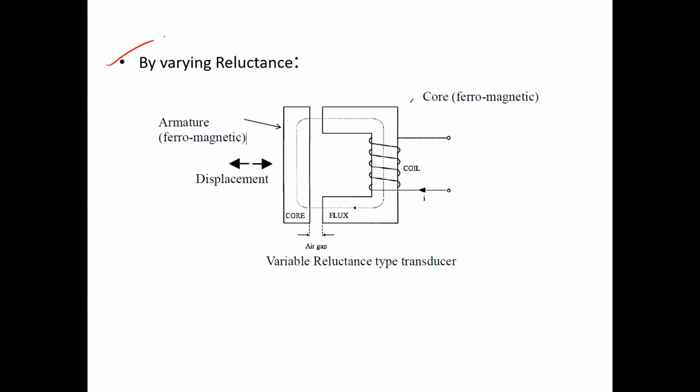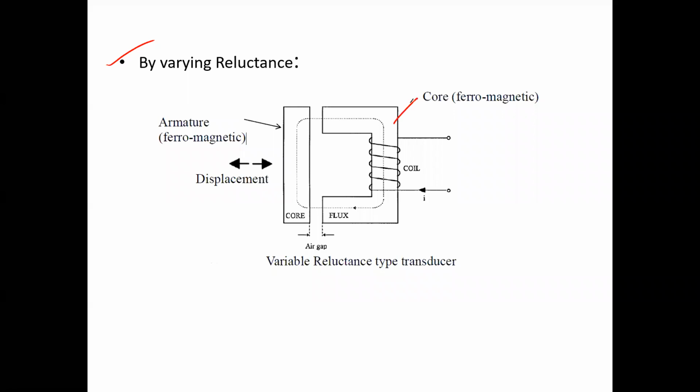Similarly, we can also have inductive transducers by the mechanism of varying reluctance. Now, varying reluctance or varying permeability, they are actually interrelated, because the reluctance is also a function of permeability. So whenever there is change in permeability, there is supposed to be change in the reluctance as well. Now, the simple arrangement which is shown over here.